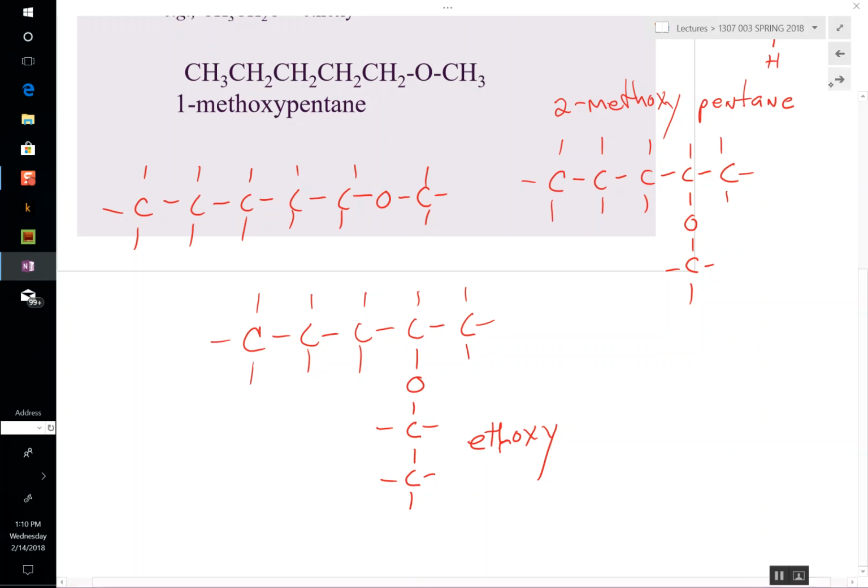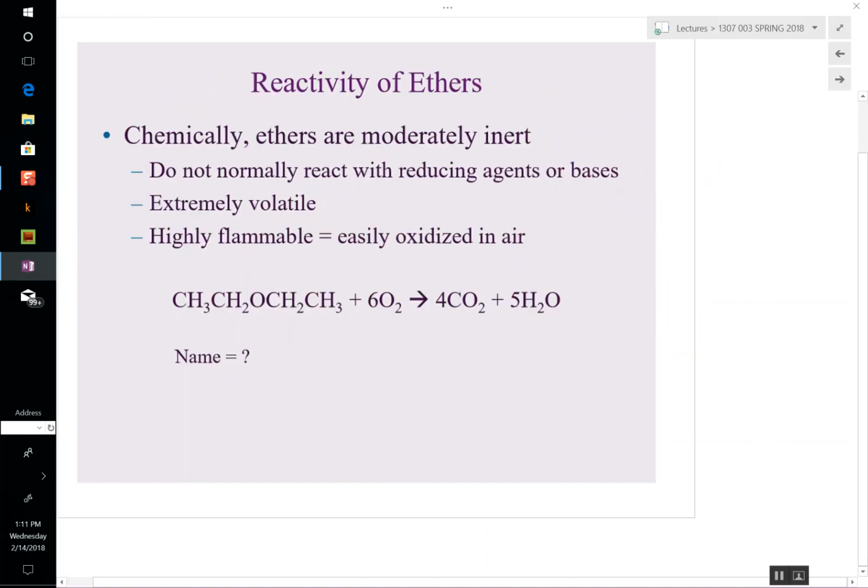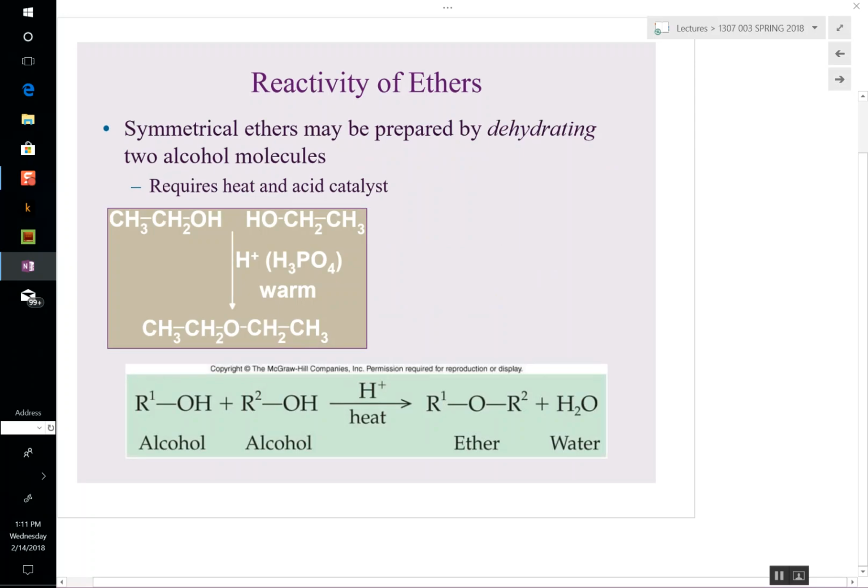All right. You can slide by this slide. All this slide is telling you is that ethers will burn. As a matter of fact, they burn pretty fast. They're pretty flammable. But you have to balance them a little bit differently. But I won't give you that combustion reaction. But know that you can burn ethers. And when you do burn them, they produce carbon dioxide and water.